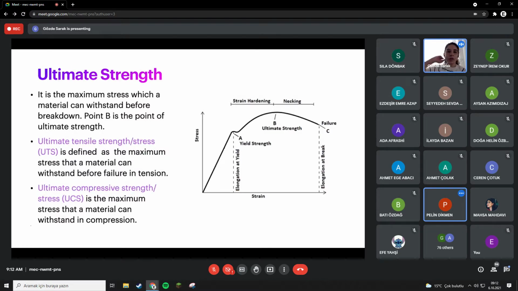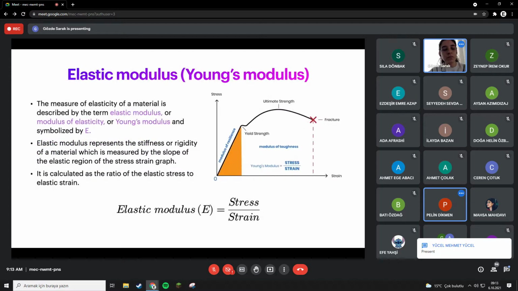Point B shows ultimate strength, the highest stress that a material can endure before breaking down. The highest stress that a material can endure before fracture in tension is defined as ultimate tensile strength, and ultimate compressive strength of a material is the greatest stress it can withstand when it is compressed.